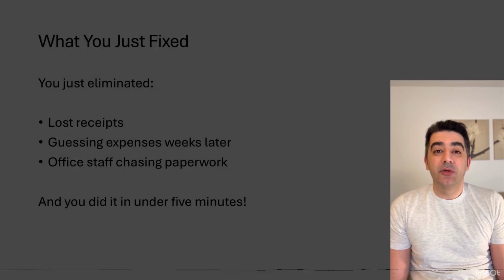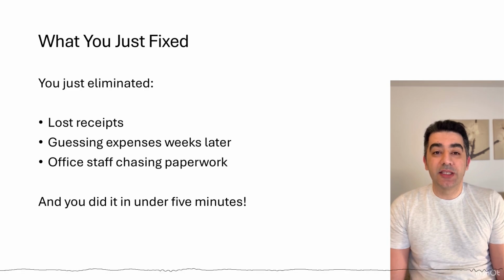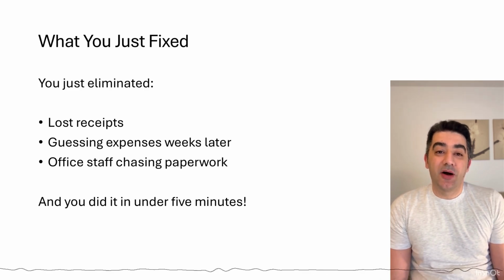That's it. You just eliminated lost receipts, guessing expenses weeks later, and office staff chasing paperwork. And you did it in under 5 minutes. Pilot this with one foreman for 1 week. If accounting closes books faster and no one is hunting for receipts, you'll know the tool is working. Start small. Show value. Then scale.